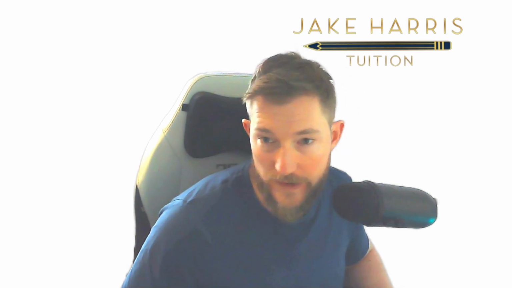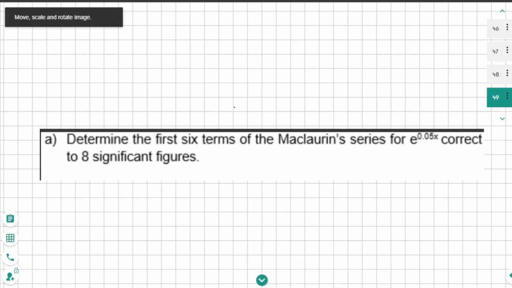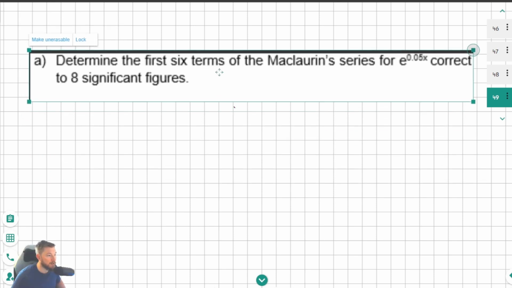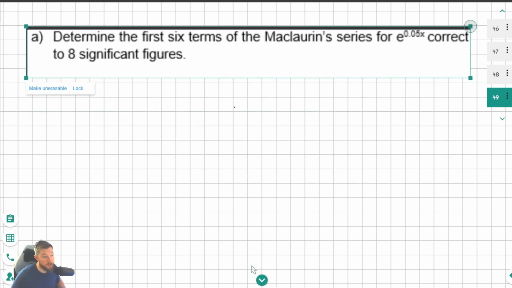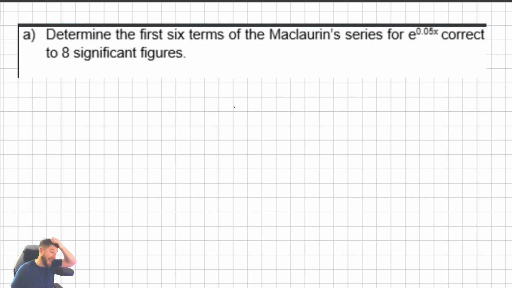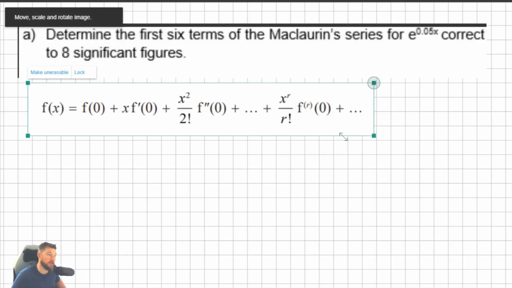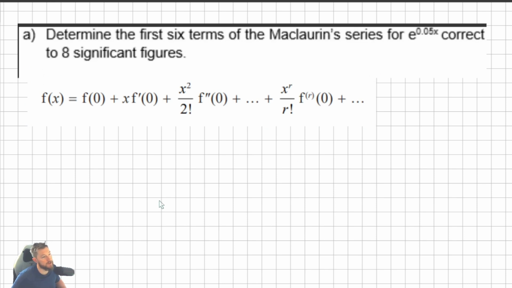So the first part of the question that this student asked was to determine the first 6 terms of the Maclaurin series for e to the 0.05x, correct to 8 significant figures, which is quite a lot. Without going into too much detail about the Maclaurin series, in many exam boards you are given this in the formula book, so you don't need to remember it.